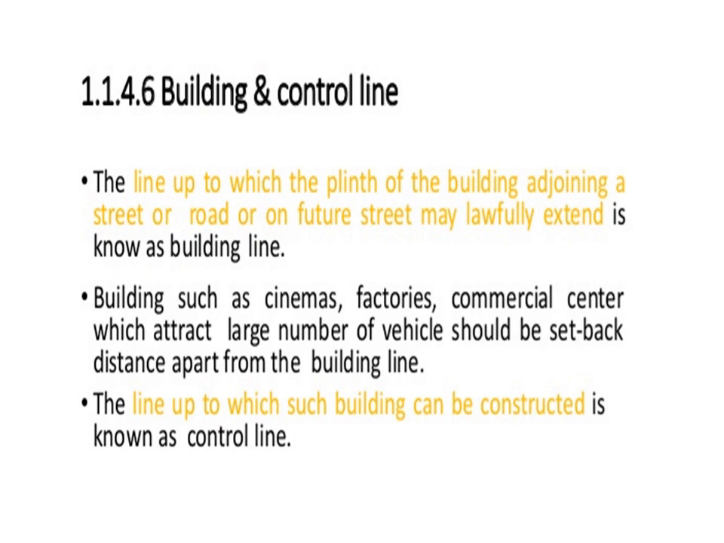This slide refers to building and control line. These are two very important lines while constructing the building. The building line is the line up to which the plinth of a building adjoining a street or road or on a future street may lawfully extend. Buildings such as cinema, factories, commercial center which attract a large number of vehicles should be set back some distance apart from the building line. The line up to which such buildings can be constructed is known as control line.